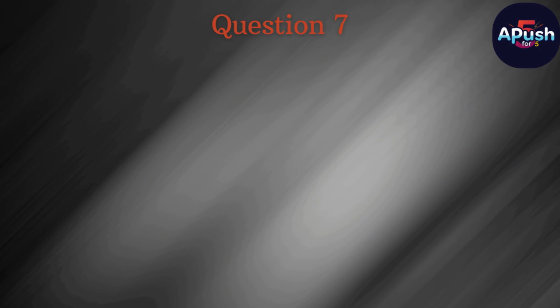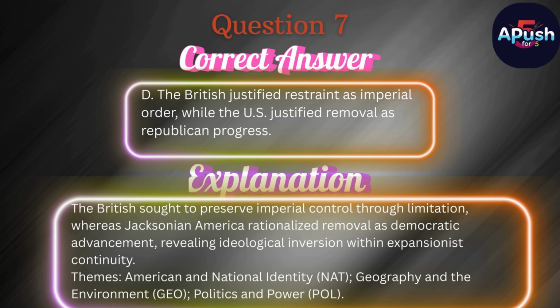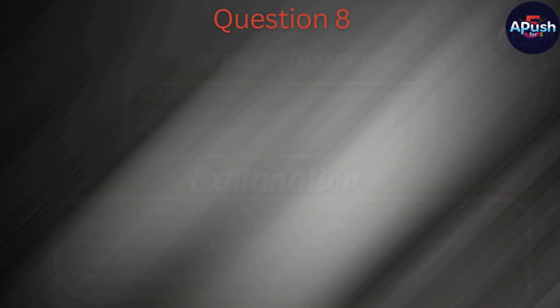The correct answer is D. The British justified restraint as imperial order, while the U.S. justified removal as republican progress. The British sought to preserve imperial control through limitation, whereas Jacksonian America rationalized removal as democratic advancement, revealing ideological inversion within expansionist continuity. Question 8.